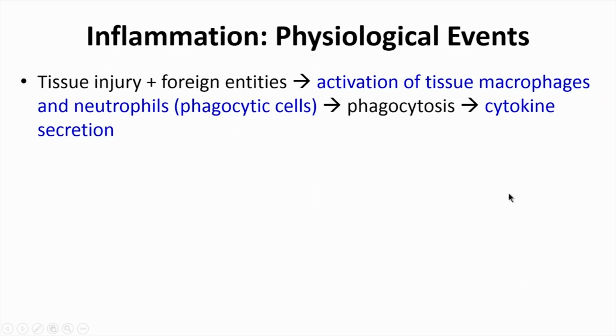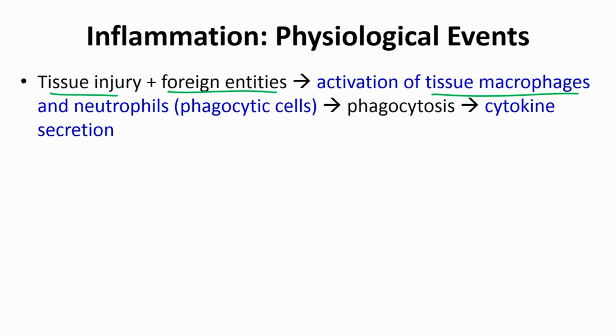So, let us talk about some physiological events. Let us say there is a tissue injury and some foreign entity is also present. What is the first thing that is going to happen? The tissue macrophages and the neutrophils will get activated. Neutrophils are not really resident a whole lot, but they are in quite high numbers in the blood, and if there is a tissue injury, then you have also ruptured a blood vessel.